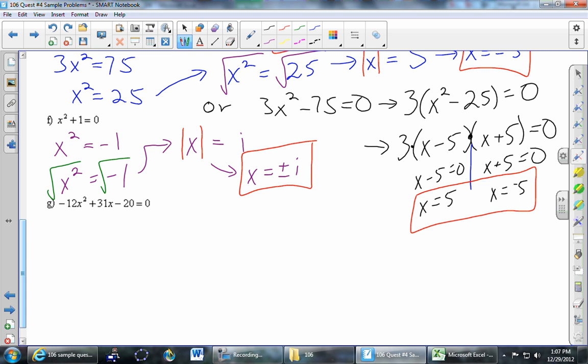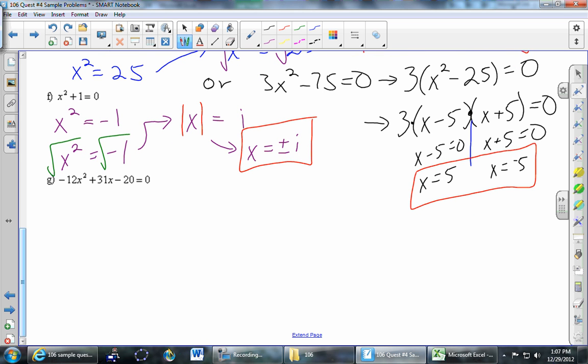And then finally, part G. Negative 12x squared plus 31x minus 20 equals 0. Okay, first, I'm not thrilled that there's a negative in front of the x squared. I'm really not thrilled that there's a 12 in front of the x squared, but what I can handle is that negative sign. So how about we move everybody over to the other side by adding and subtracting. So add the 12x squared to both sides, subtract 31x from both sides, add the 20. Not saying it's a lot better, but at least the x squared term is now positive.